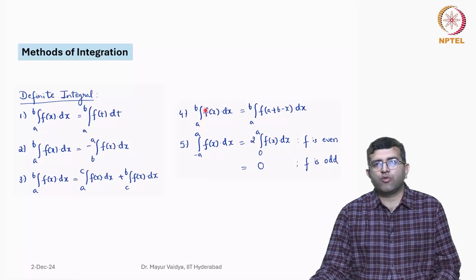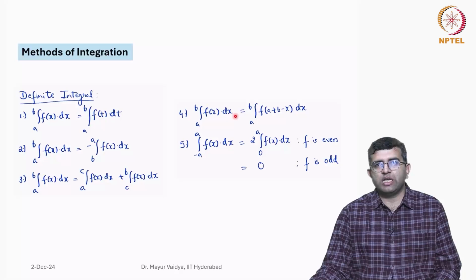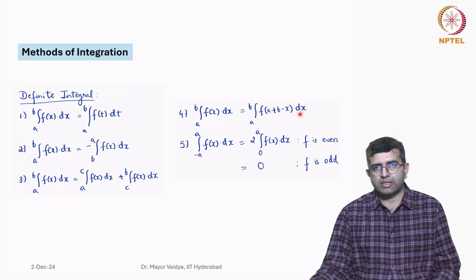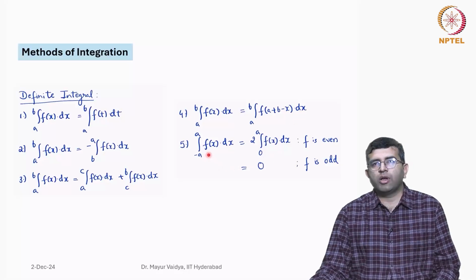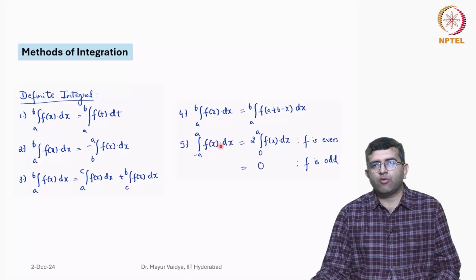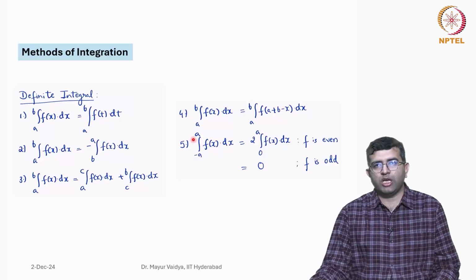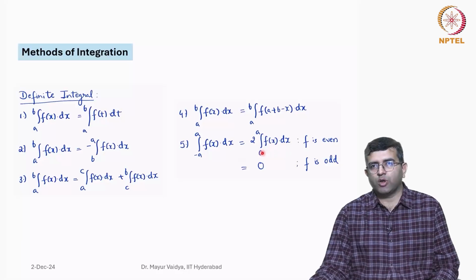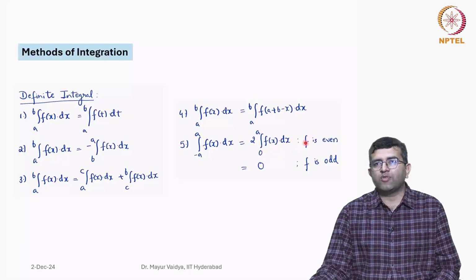Similarly, integral of a to b f of x dx can also be written as integral from a to b of f of a plus b minus x dx. And one property that sometimes we come across is that integral of f of x dx from minus a to a can be written as 2 times integral f of x dx from 0 to a, provided f is an even function. What does even function mean?